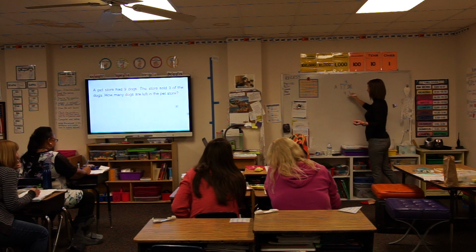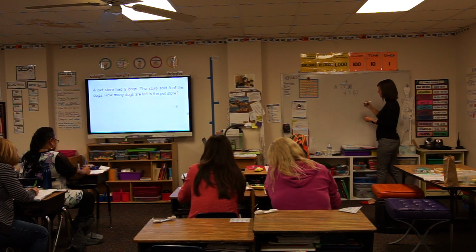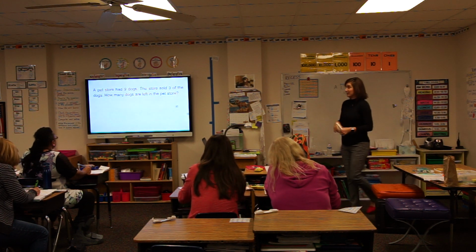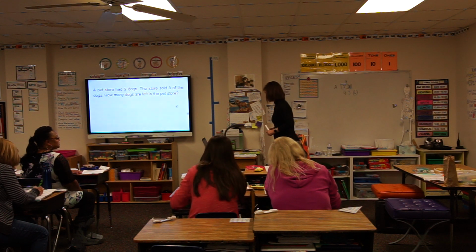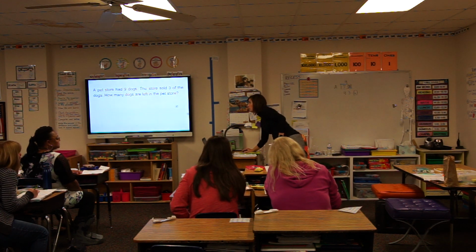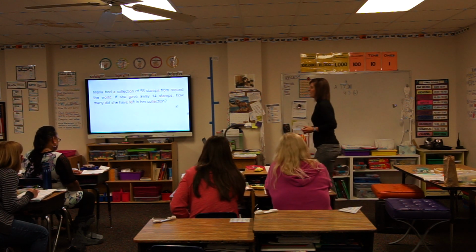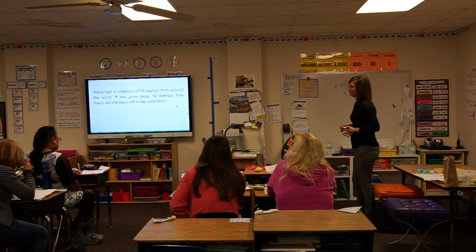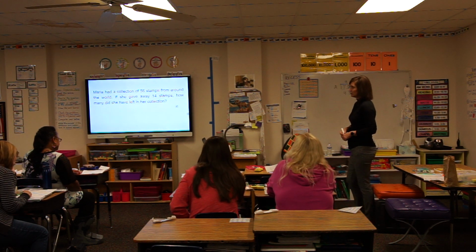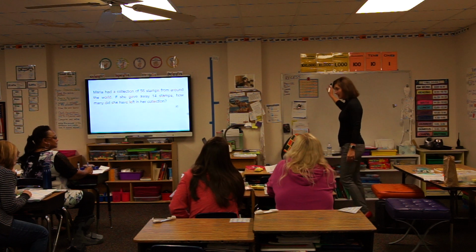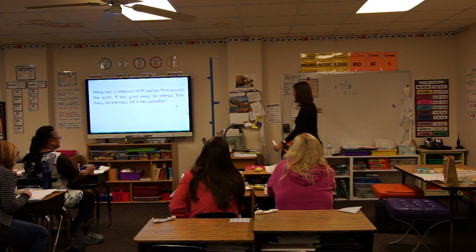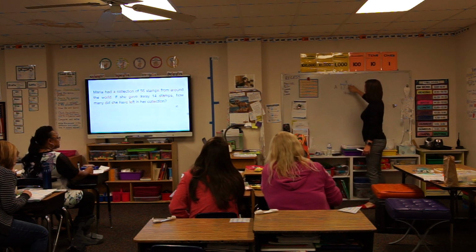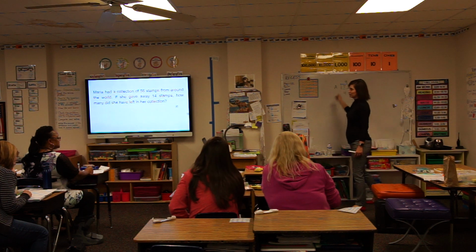Again, they've got to know 9 take away 3 is 6. But again, you've got the kids saying, 9 minus 3 is 6, Miss Smith. Okay, great. Moving on. Maria had a collection of 56 stamps from around the world. If she gave away 14 stamps, how many does she have left? Same problem? Yes, same problem. Just this is now 56. X out 14, and then you just subtract.